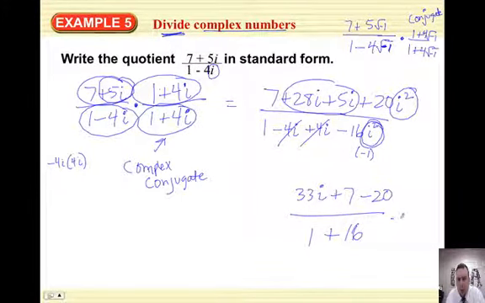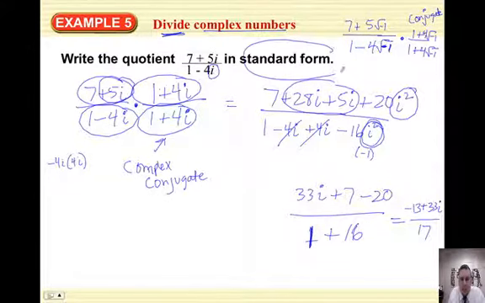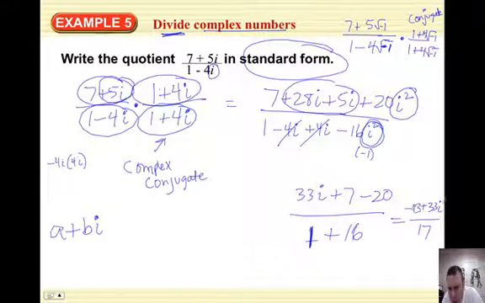Okay, careful. And last, let's do it all together. 7 minus 20 is negative 13 plus 33i all over 1 plus 16 is 17. And I'll tell you, this isn't the answer. Because standard form has to be a plus bi. Technically, that's not a plus bi. You would think, oh, that's a plus bi. But it's all divided by 17.